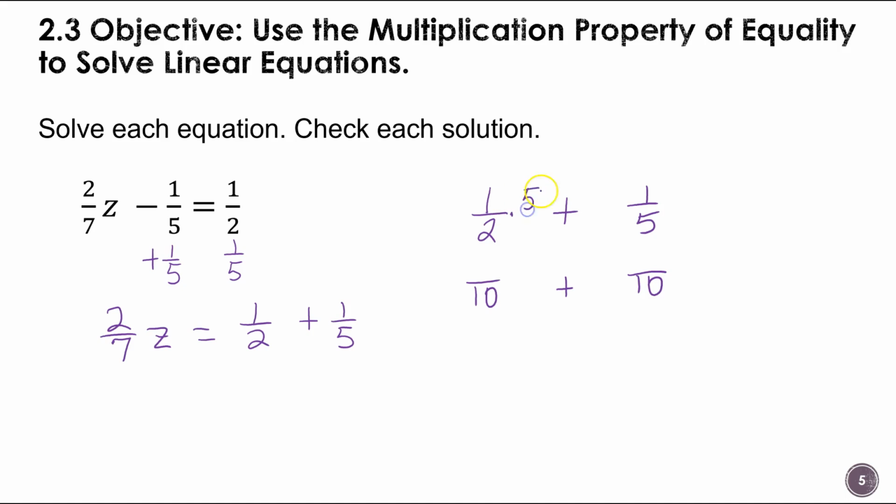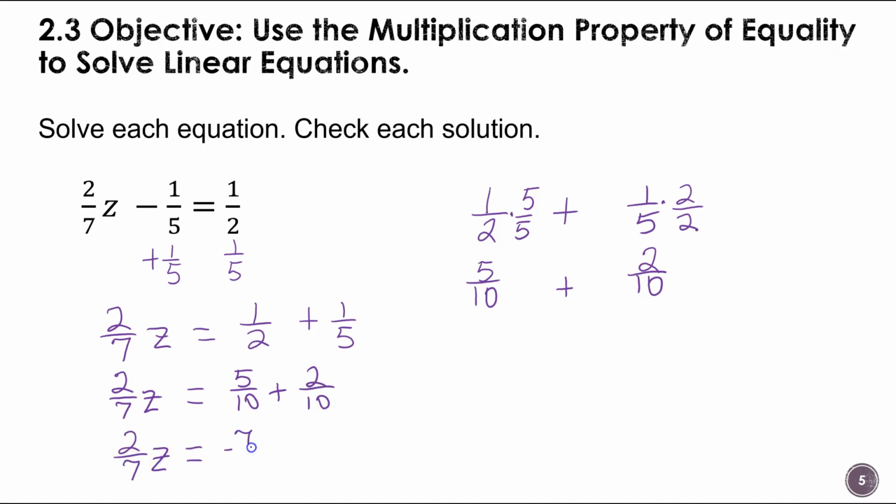So I'm going to multiply this by 5, because 2 times 5 gives me 10, so I multiply my numerator by the same number. I'm going to multiply this one by 2/2, because that gives me a 10 in my denominator and 2 in my numerator. So it's 2/7 z equals 5/10 plus 2/10. So now I have 2/7 z equals 7/10. Now we're still going to solve this by multiplying on both sides by the reciprocal.